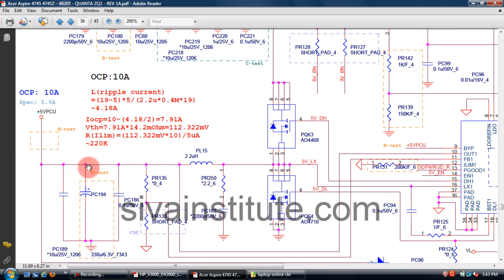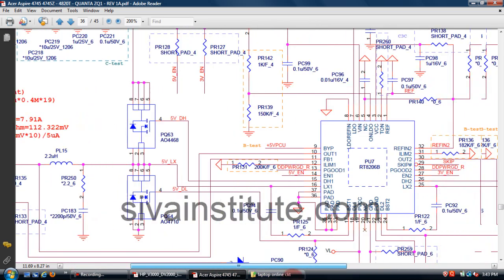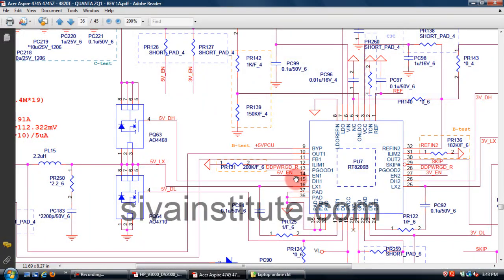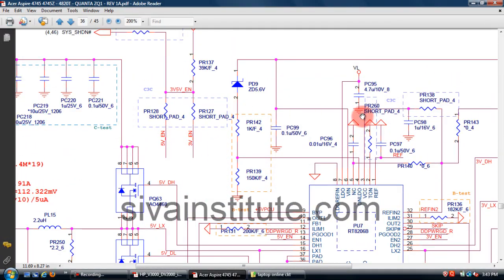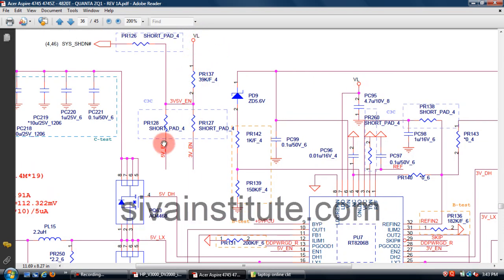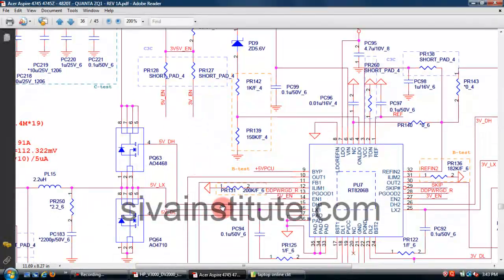So if there is no voltage at this point, you should check the EN 1 pin. If there is no voltage at this point, you should check the VL voltage from pin number 7, and this voltage comes from here to this place. This voltage comes to EN1 and EN2.